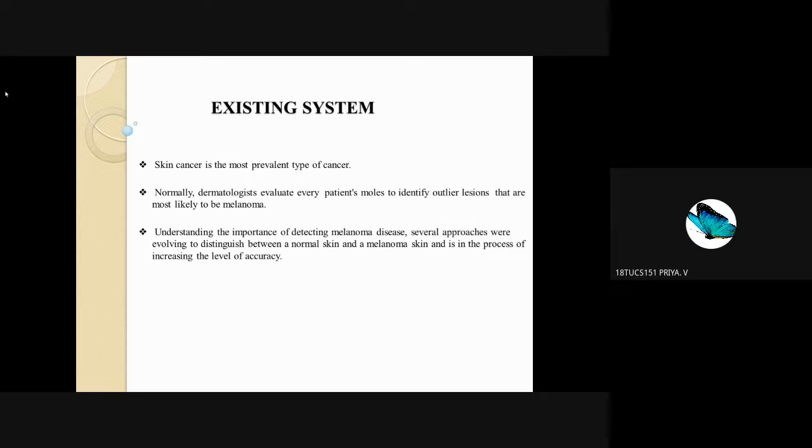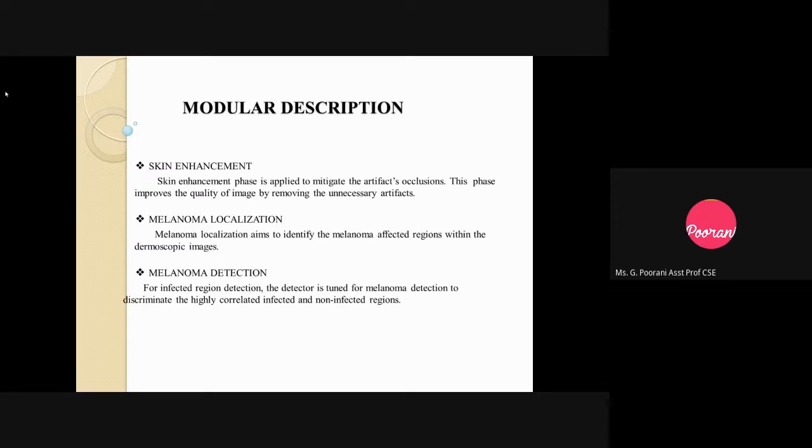Next, coming to the existing system, skin cancer is the most prevalent type of cancer, and many skin specialists evaluate every patient's moles and other diseases to identify the lesions that are most likely to be melanoma. So these are all things we already discussed in the last class, right? Yes, ma'am, last review. So you just show me your implementation part. Okay, ma'am.